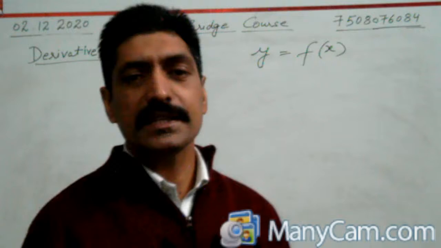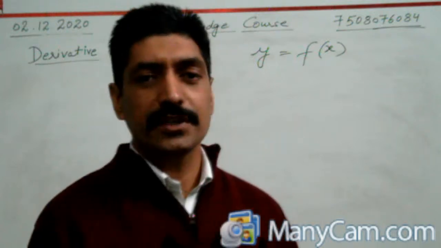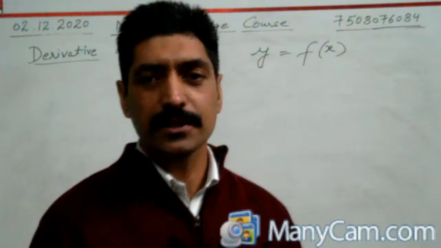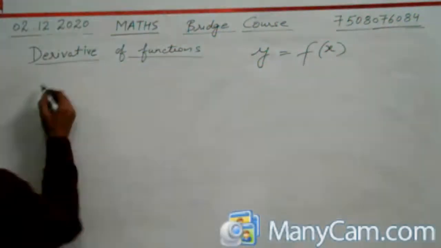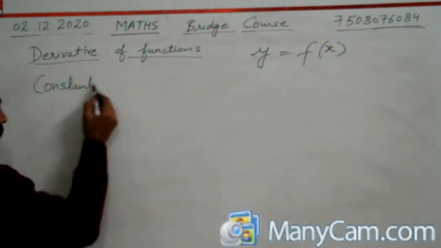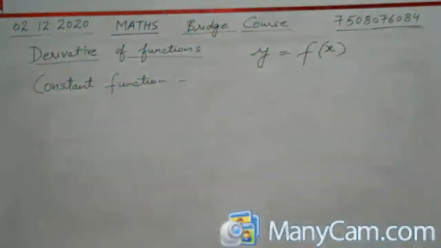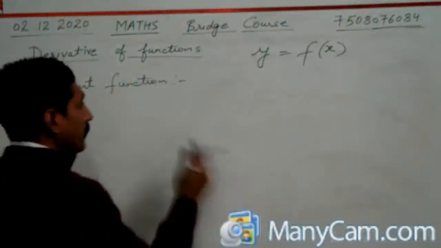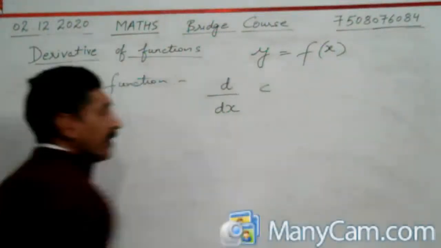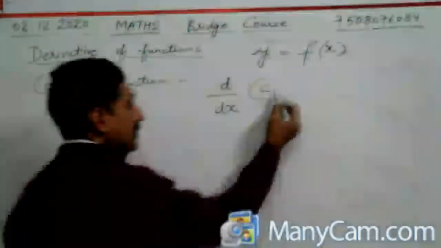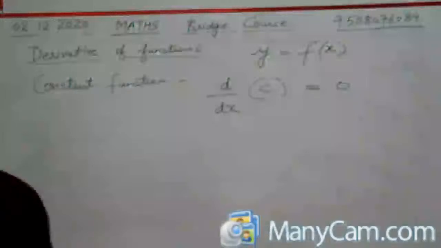First we'll start with some rules. Like we know that the derivative of a constant function is 0. There are some rules. So first, the derivative of a constant function, right? If a function is a constant function, the derivative of a constant function is 0. That is the constant rule. If we have dy/dx, let the constant function be c, representing a constant, then d by dx of that is always 0.